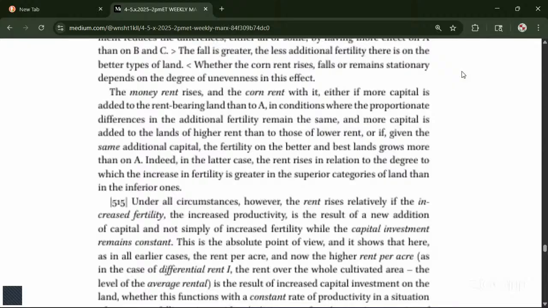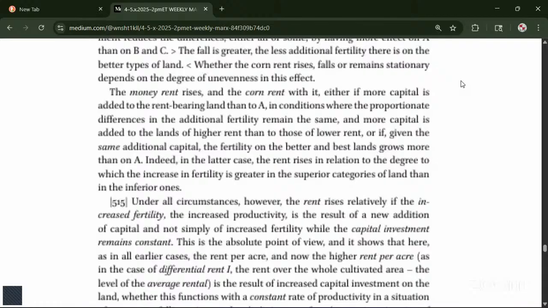Under all circumstances, however, the rent rises relatively if the increased fertility, the increased productivity, is the result of a new addition of capital and not simply of increased fertility, while the capital investment remains constant. Now, this is the absolute point of view, and it shows that here, as in all earlier cases, the higher rent per acre is the result of increased capital investment on the land.